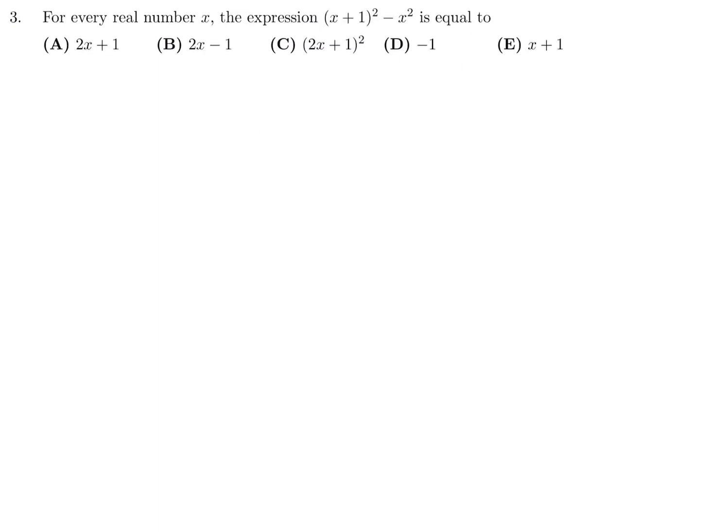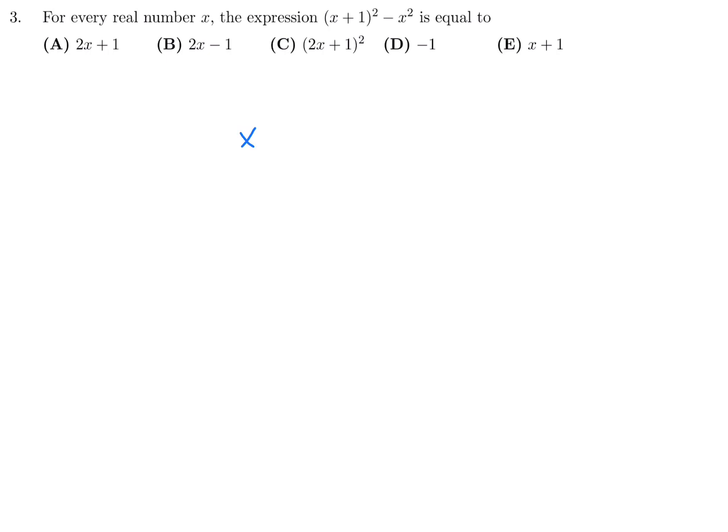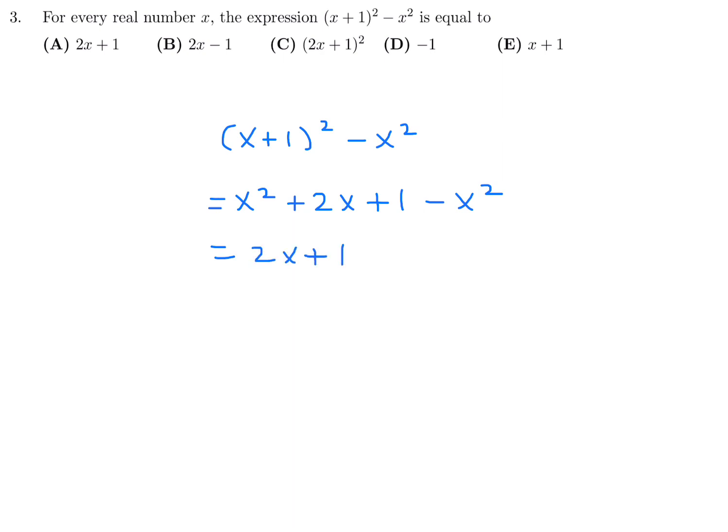For every real number x, the expression (x plus 1) squared minus x squared is equal to (x plus 1) squared minus x squared. So that's going to be x squared plus 2x plus 1 minus x squared. And all you're left with there is just 2x plus 1. So number 3, the answer is A.